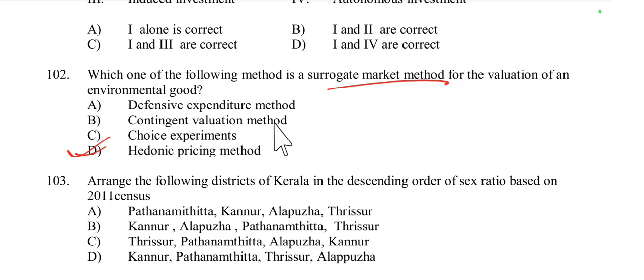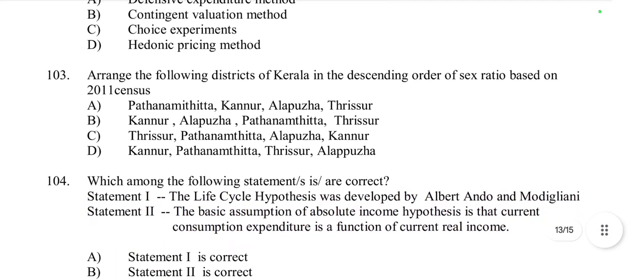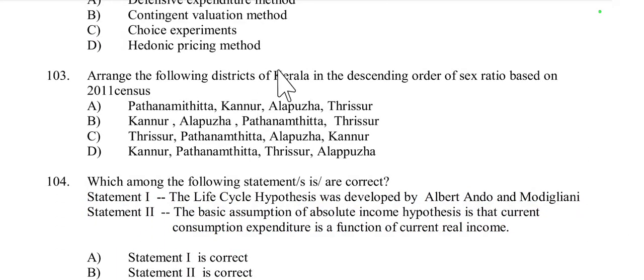The defensive expenditure method and contingent valuation method are not surrogate market methods. Instead, they use other approaches to estimate environmental values, and the choice experiment method is similar to contingent valuation but focuses on preferences for specific attributes. So here the right option is the hedonic price method. Then 103, arrange the following districts of Kerala in descending order of sex ratio based on the 2011 census. So here the right option is option D.